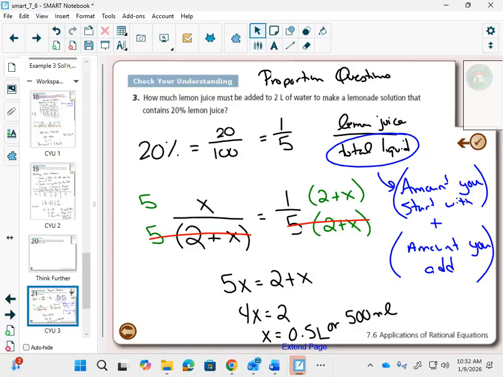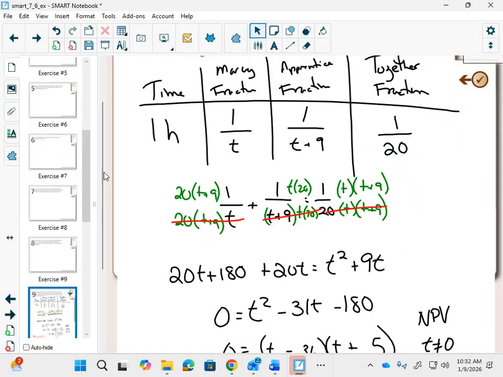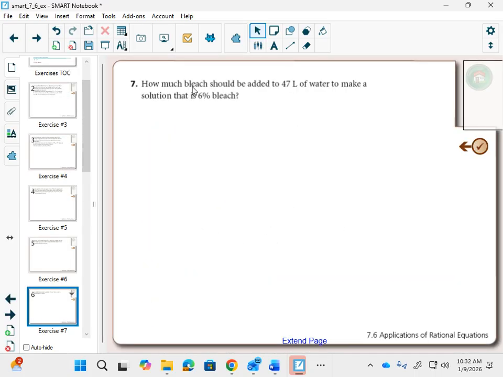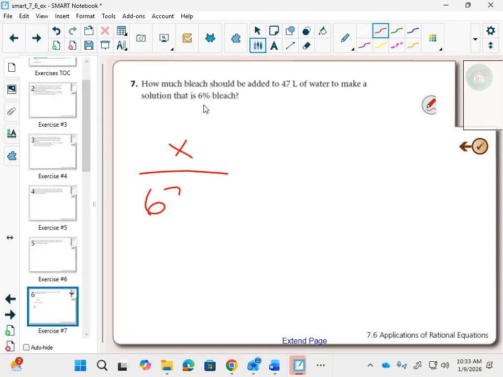So if we look at the questions that we have to do for practice on this one, just question number 7. If we pull up question number 7 here, we want 6% bleach. That's 6 out of 100. We start with 47 liters.